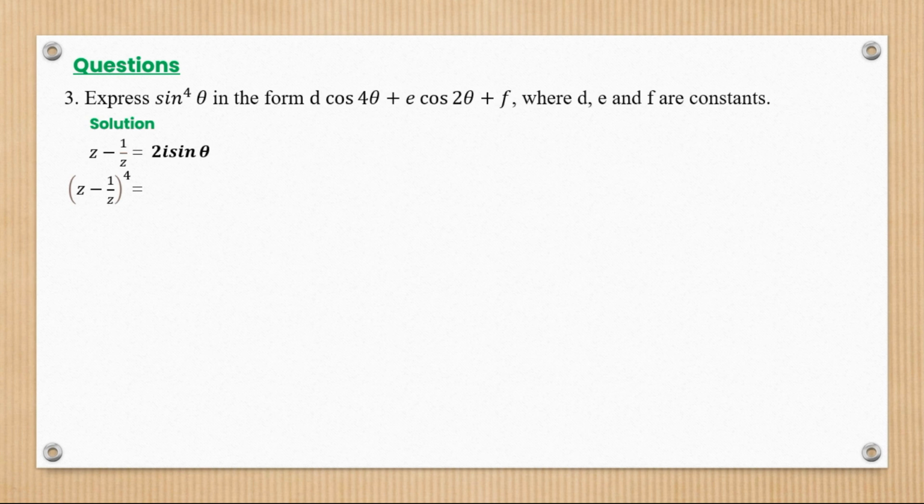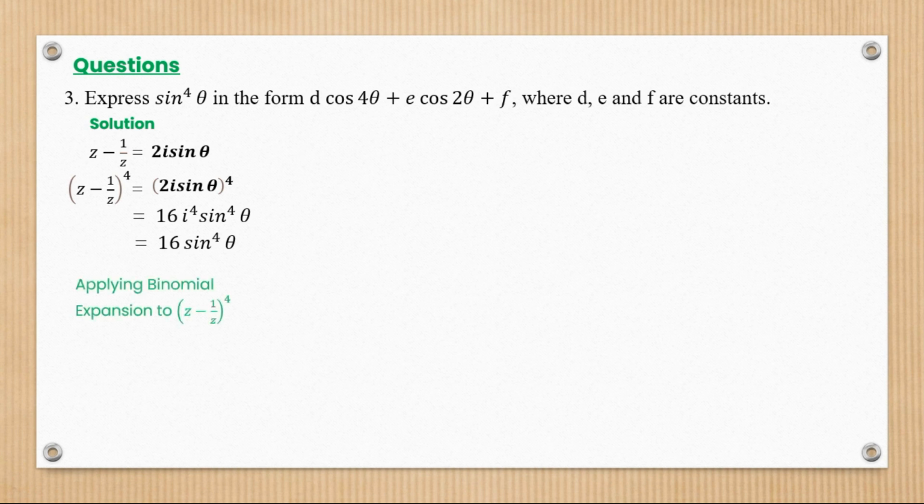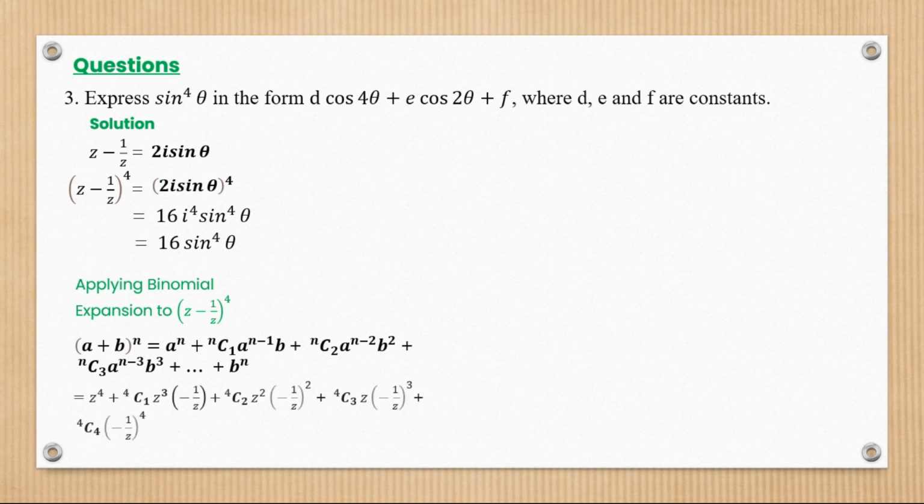Now if we put that to the power 4, this becomes 2i sine theta power 4. We know that 2 power 4 is 16, then we have i power 4 sine power 4 theta, and that's what it is in a simplified version, because i power 4 is equal to 1. Now applying binomial expansion to the value on the left hand side, which is z minus 1 over z power 4, we know this is the formula for binomial expansion. So this is how it looks when it's expanded.